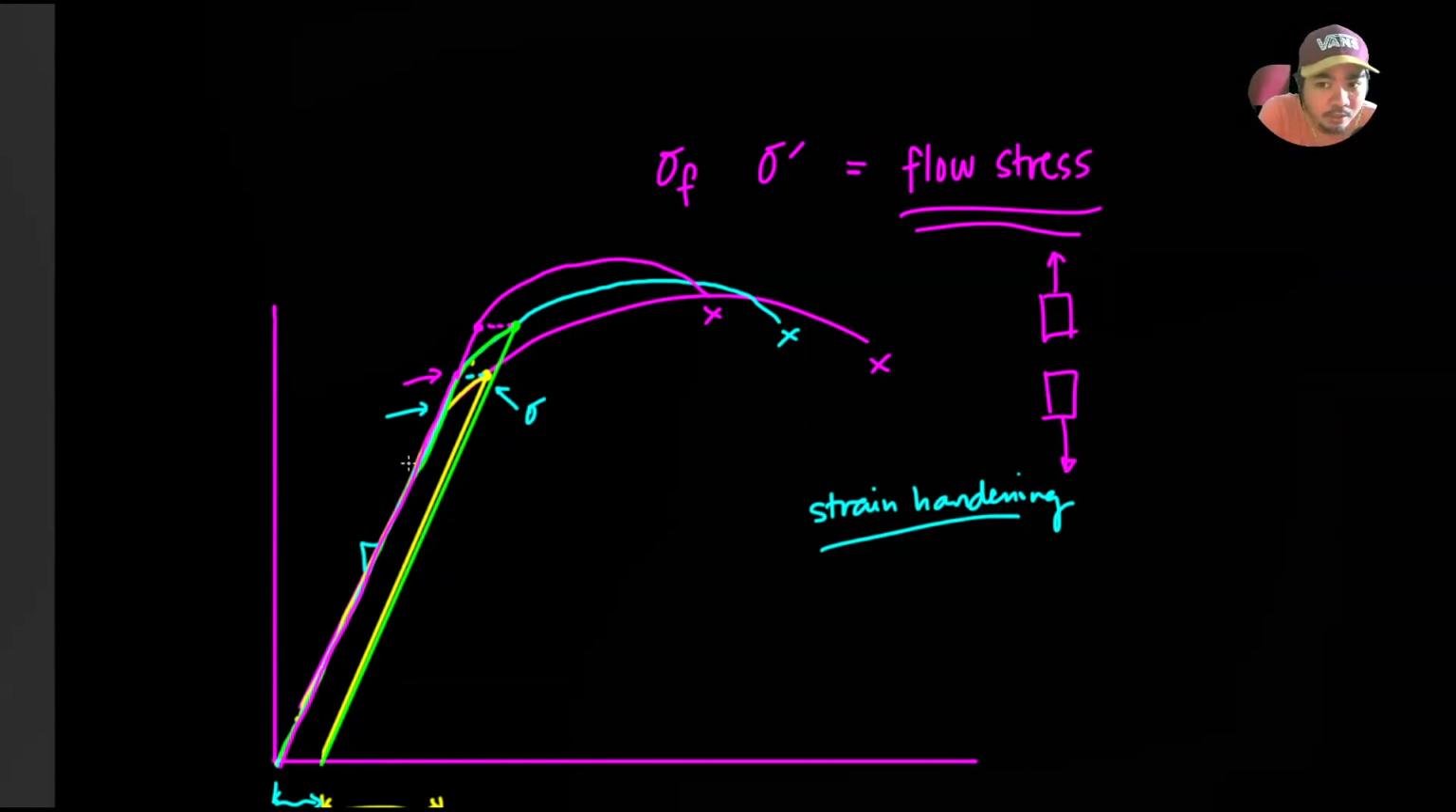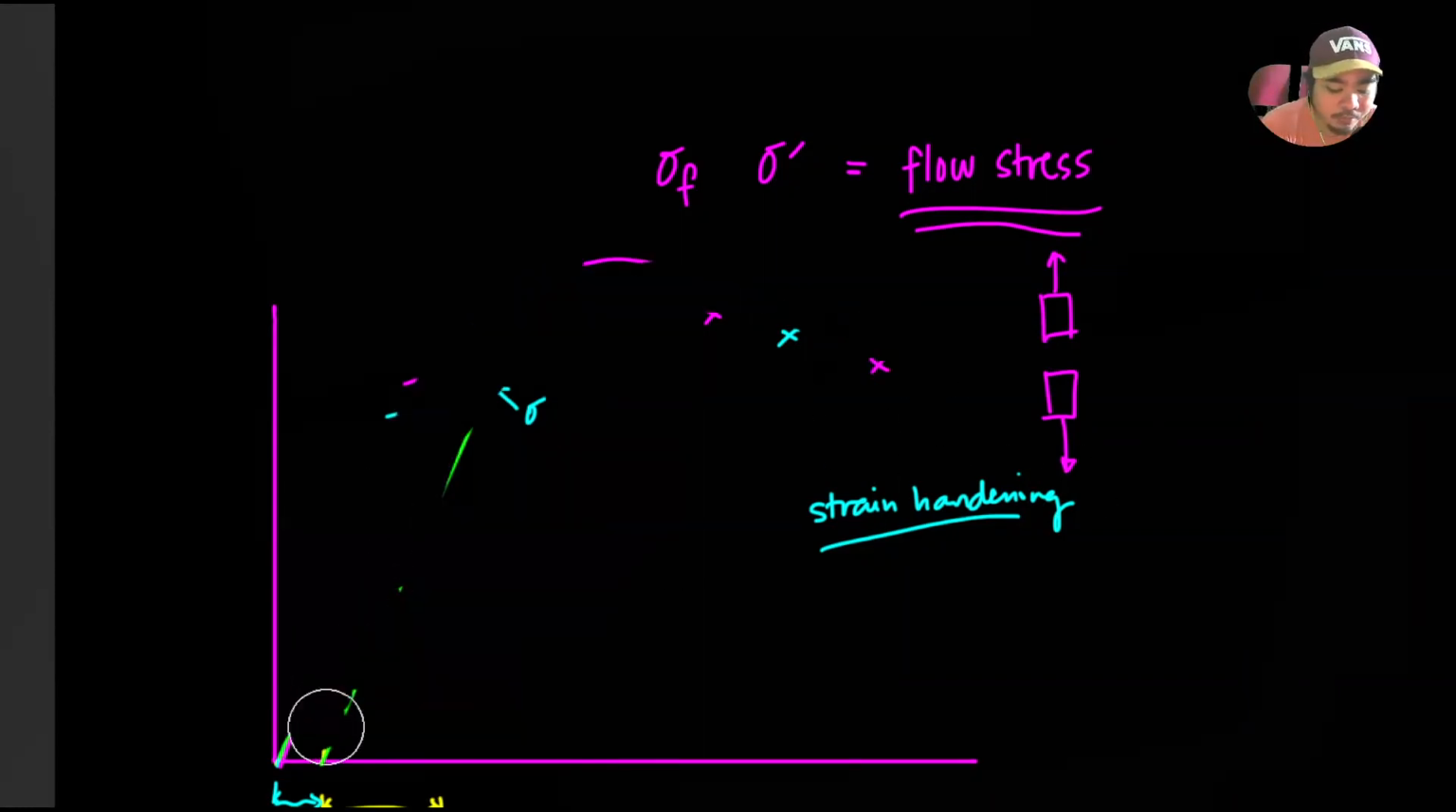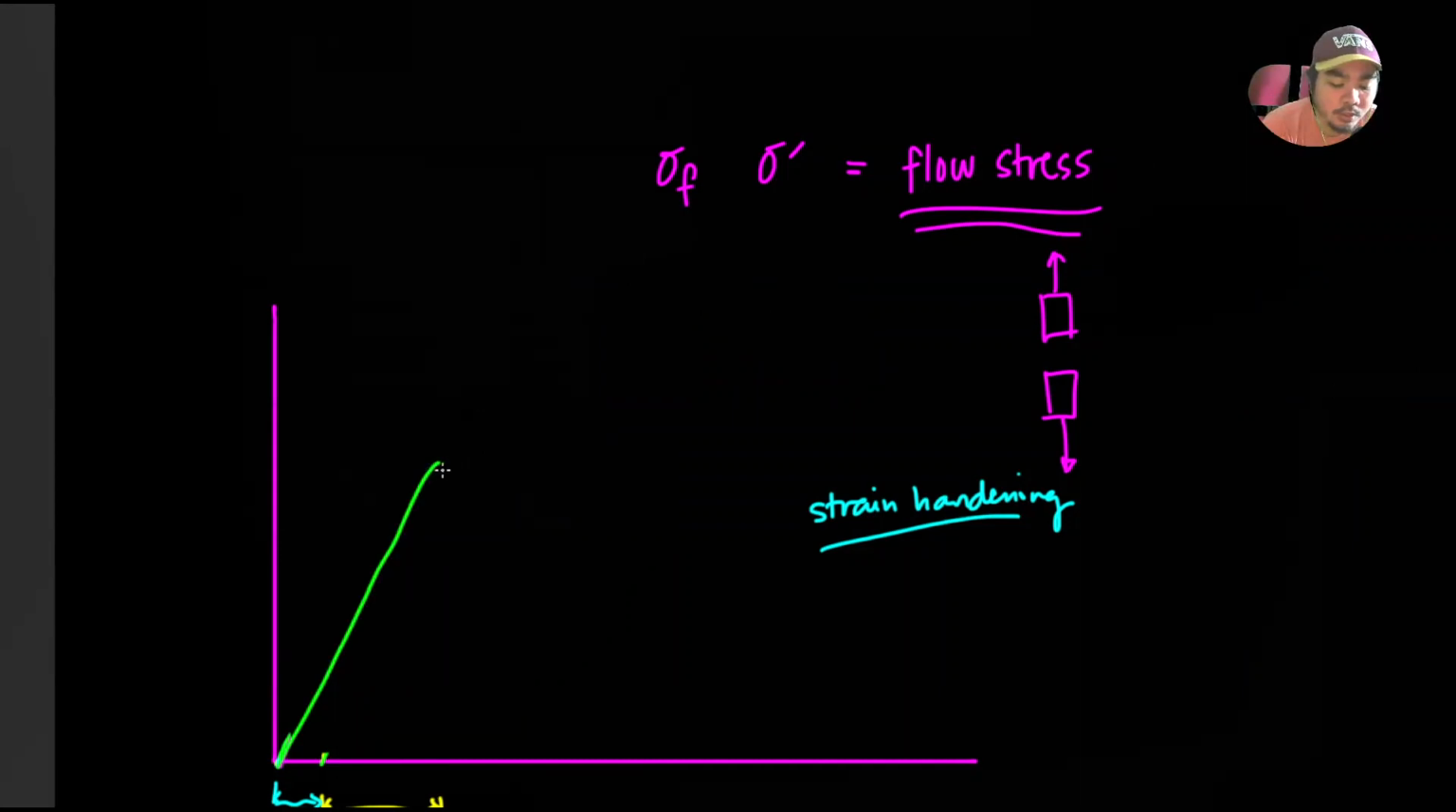yung shape niya. So it starts off as meron kang established yield point, pero once na nalagpasan mo na yon, you actually have a new yield point. And we call that new yield point as the flow stress. So basically what I'm trying to say here is if we know for a certain unstrained metal, kunwari hindi pa nasa-strain yung metal, at ito yung itsura ng graph niya, parang ganyan.